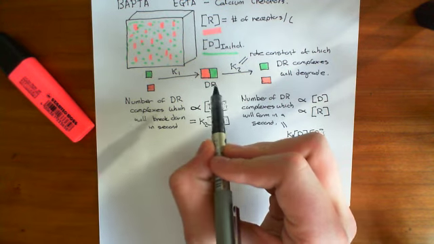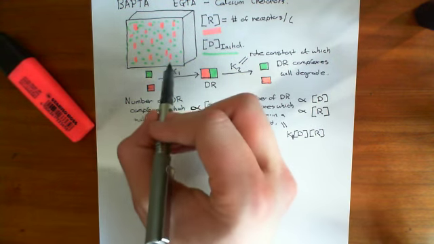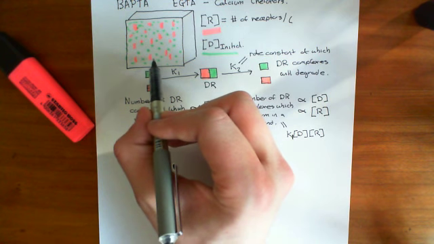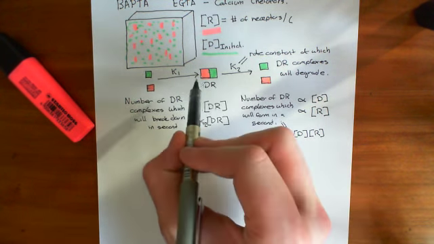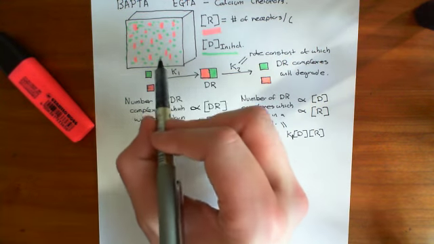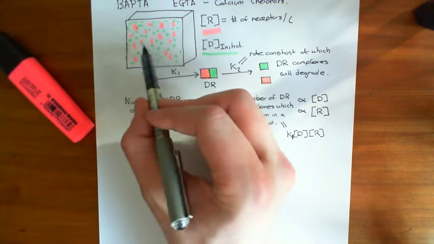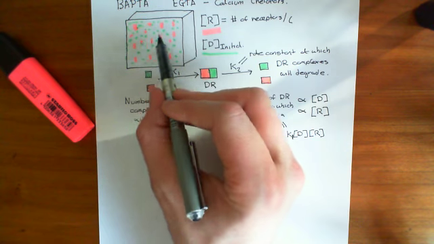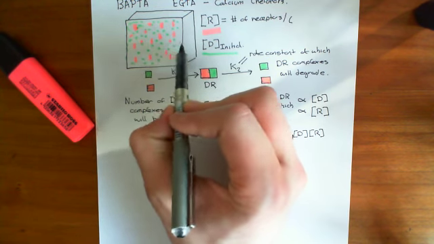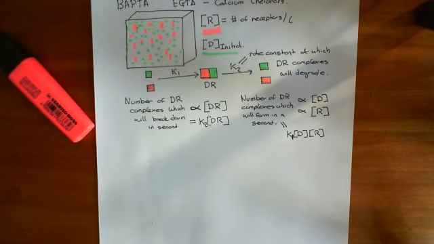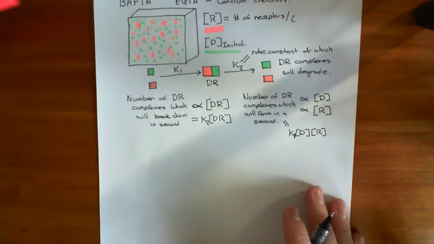What we want to know is at what concentration of free drug, at what concentration of free receptor, and at what concentration of drug receptor complexes is it at equilibrium, i.e. when does the number of drug receptor complexes being formed equal the number of drug receptor complexes being broken down, i.e. at equilibrium.